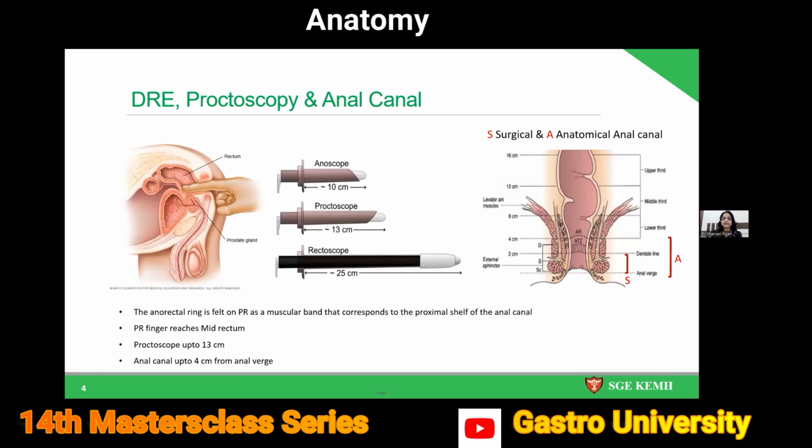On digital rectal examination, if we consider our finger length to be about 7.5 to 8 centimeters, then it reaches up to the middle third of the rectum. Whereas the standard proctoscope, which has a length of 13 centimeters, will show the upper part of the rectum also.